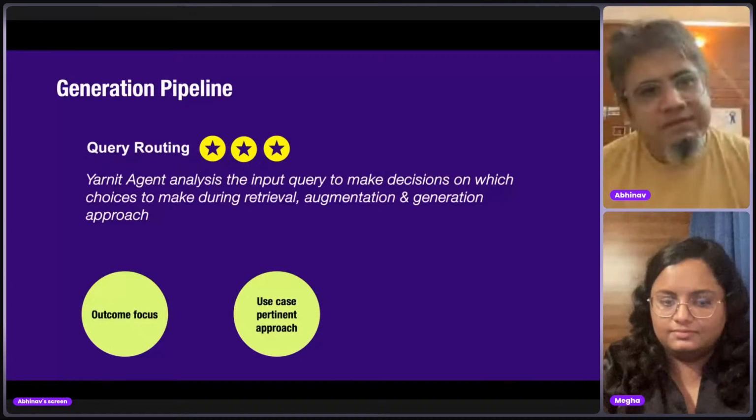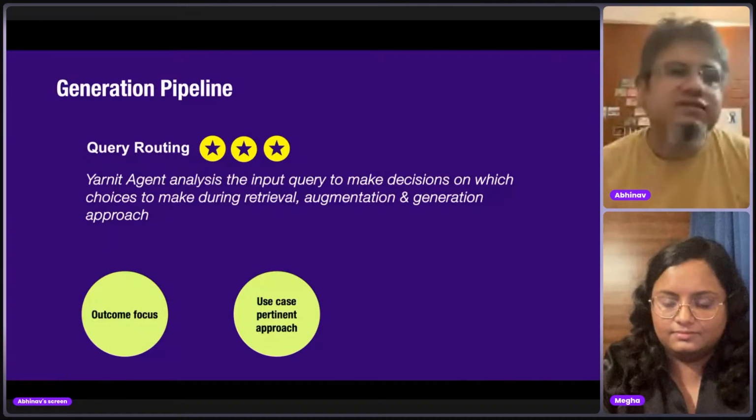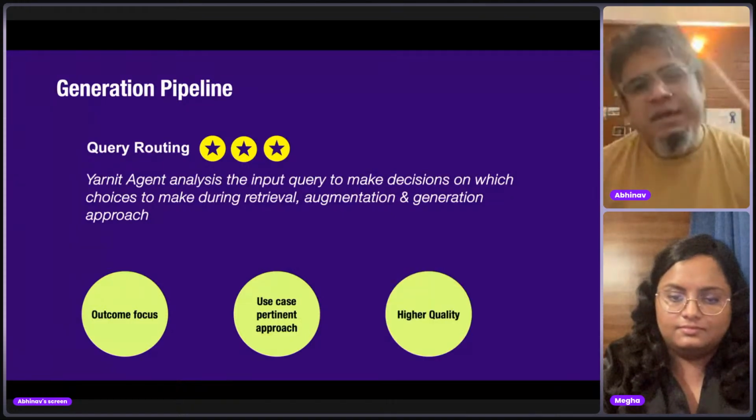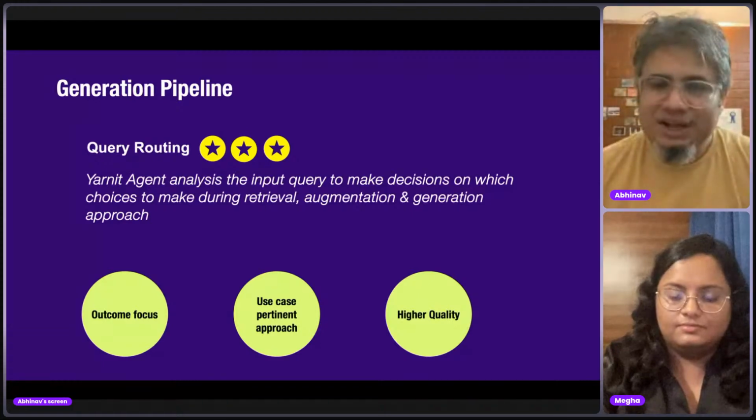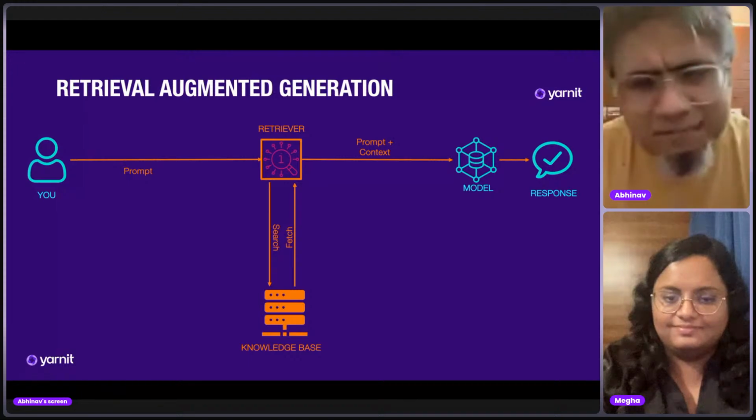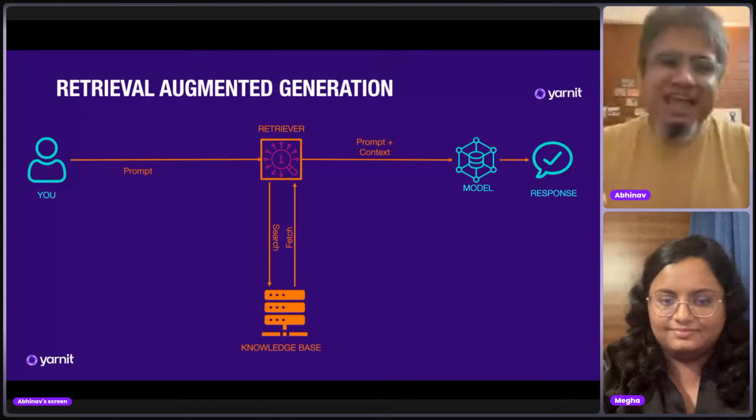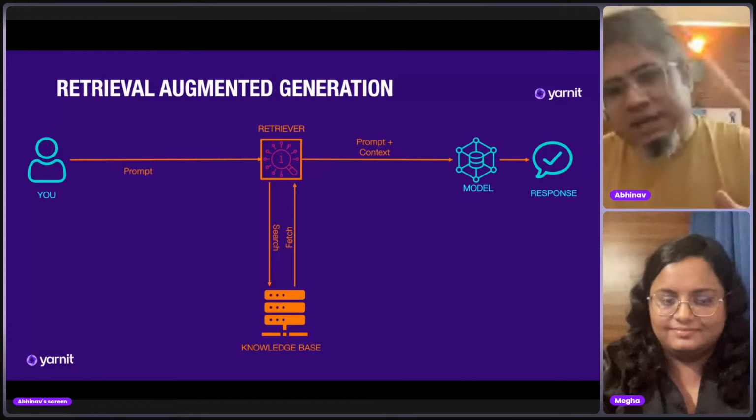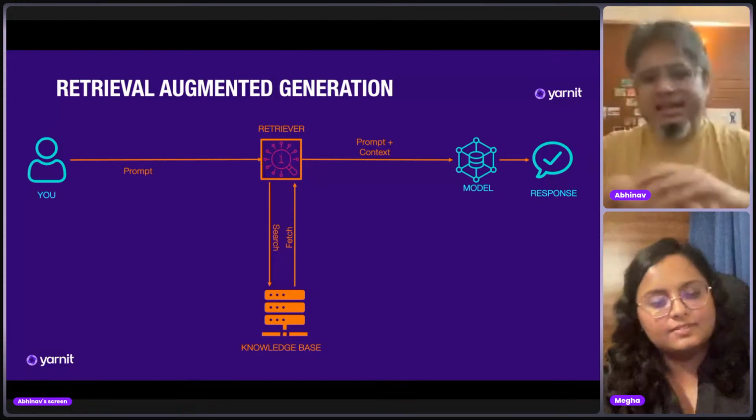And of course that will lead to higher quality with so much nuance coming into the entire process. So what does it look like? Again, I will take the foundation of our naive RAG and show you how the interventions that we brought in at Yarnit make the entire process better.